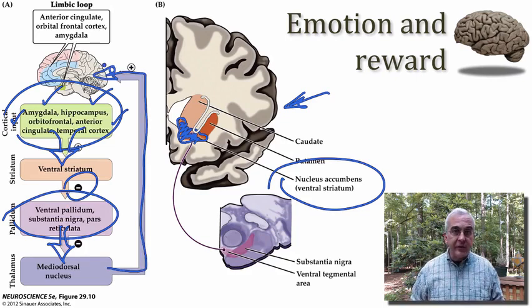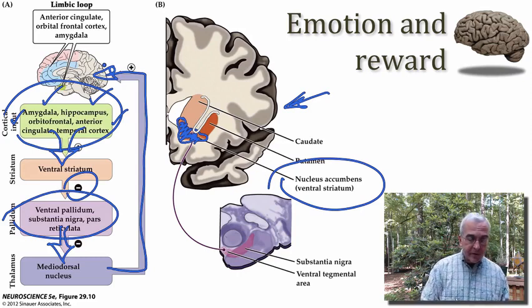So the projections here are indeed directed back towards many of the same cortical regions that gave rise to input to this nucleus accumbens in the first place. Most importantly, the orbital and medial part of the prefrontal cortex.